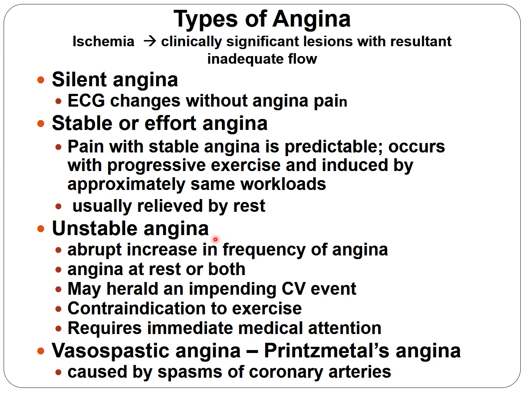Unstable angina is the more severe one. Usually it can occur anytime, and the frequency and the pain are more severe. It can occur at rest or exercise, so it's not predictable. It heralds an impending CV event. There is a contraindication to exercise, so don't force the patient to exercise.